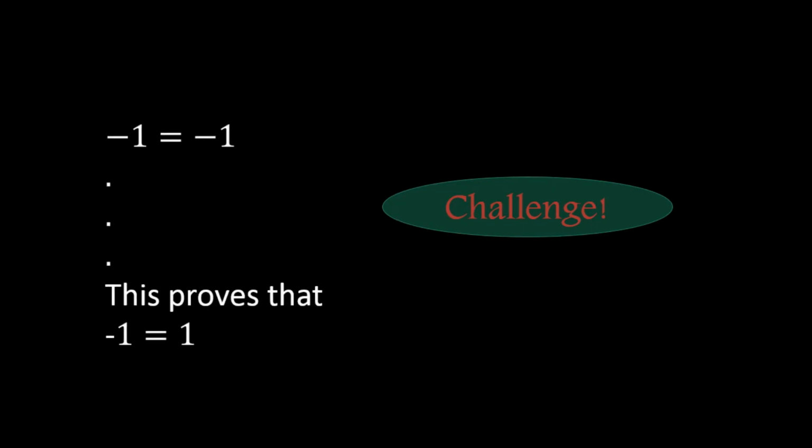Today we are going to discuss an 8th grade challenging math problem. The problem starts with a statement which says that -1 is equal to -1 and concludes at a statement that says -1 is equal to 1, and we are asked to figure out the mistake.